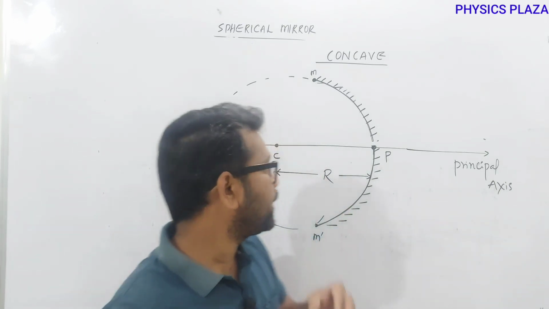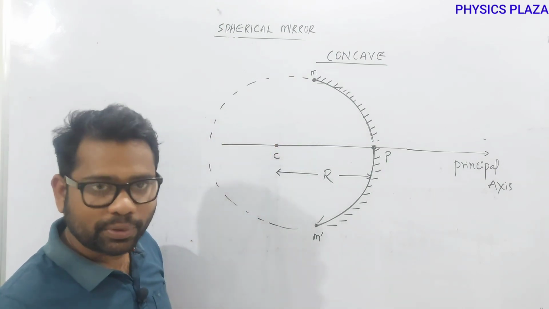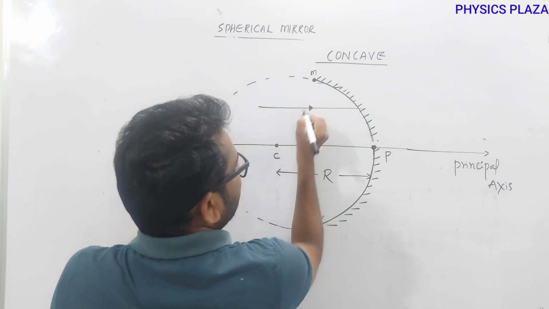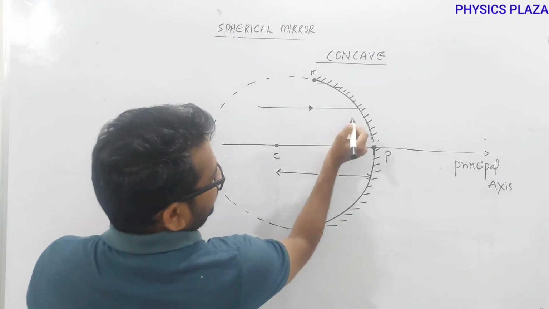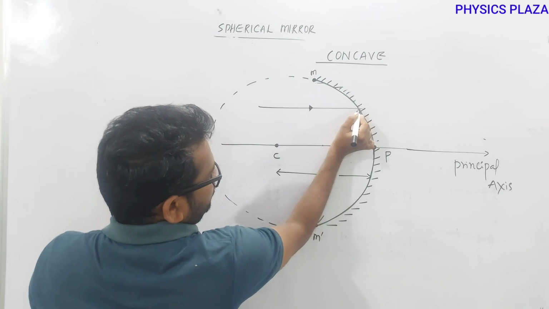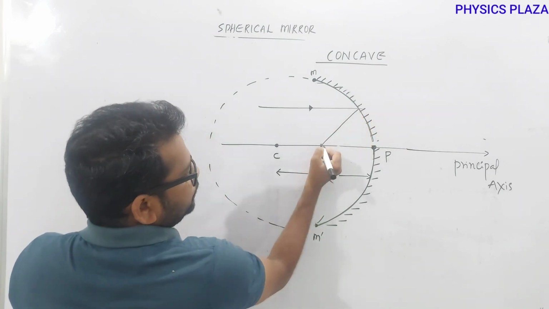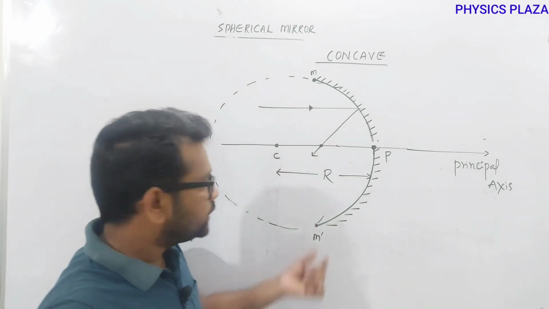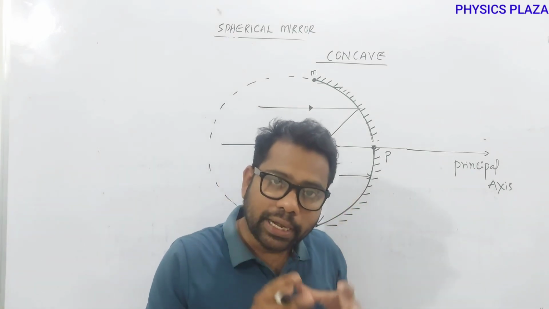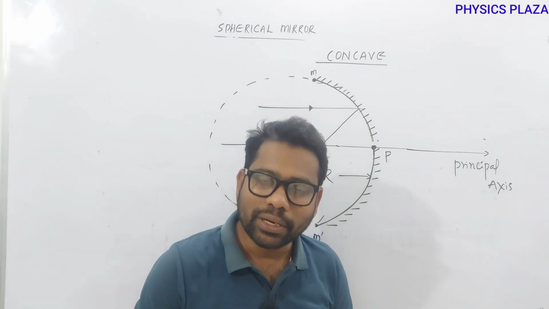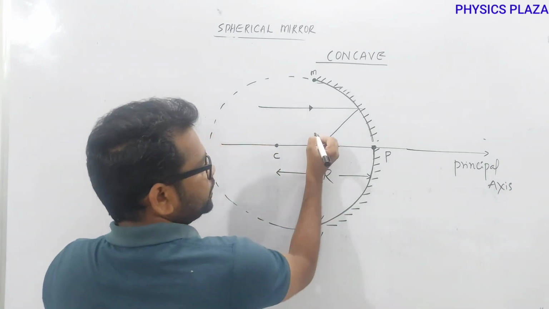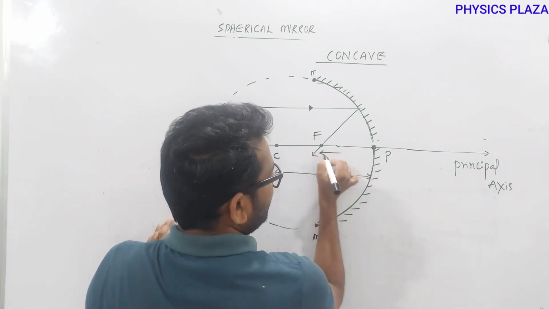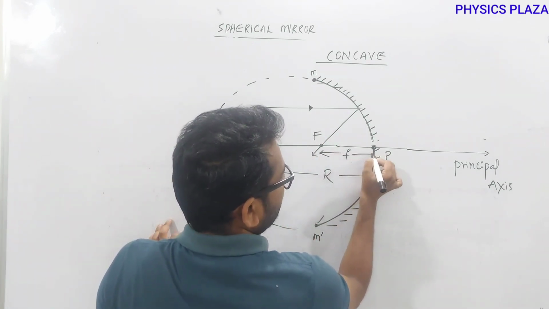Okay, fine. And especially in the case of a concave mirror, children, if any light ray comes parallel to the principal axis, after reflection it has to pass through a particular point on the principal axis. That point where the reflected light rays will meet in the case of a concave mirror is called the focus. And the distance between the focus and the pole is called the focal length.